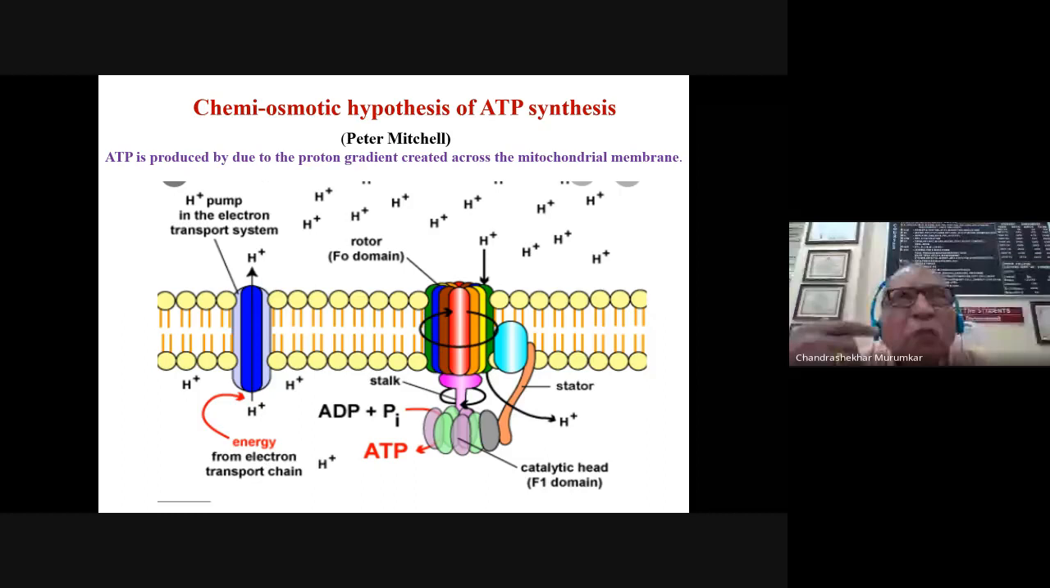And because of that, this was the first evidence proving how the electron transport chain, which is releasing the electrons and the hydrogen protons, is ultimately responsible for the generation of ATPs. And that's why this is also called terminal or oxidative phosphorylation.